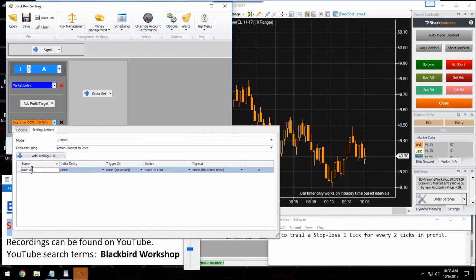But for now, we'll design this with just a trailing without a break even, and then I'll add a break even to it afterwards. All right. Let's see here. So some kind of name. All right. So we're going to trail 1 tick per 2 ticks in profit.